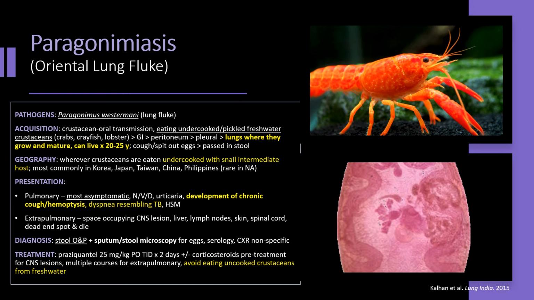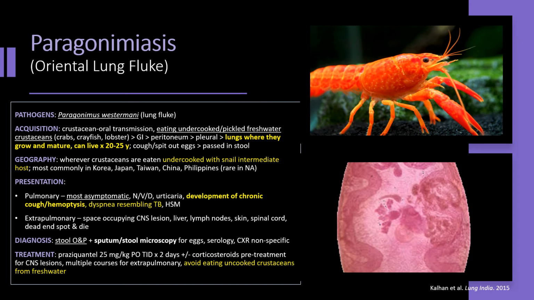Our lung fluke, Paragonimus westermani, is acquired from eating undercooked or pickled freshwater crustaceans, i.e. crabs, lobster, or crayfish, and can occur worldwide, but most commonly by custom in Japan, Korea, Taiwan, China, and the Philippines. The ingested fluke enters the GI tract, penetrates into the peritoneum, and then into the pleural space where it invades the lungs. Paragonimus can live and survive in the lungs for 20 to 25 years, where it occasionally is coughed up and spat up, swallowed again into the GI tract, and then defecated.